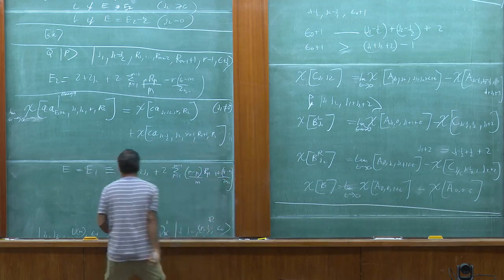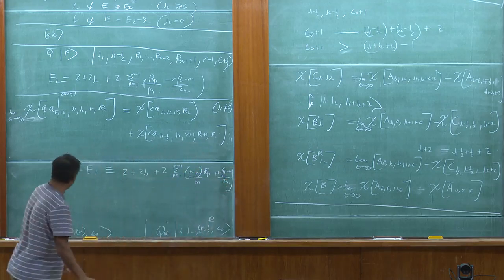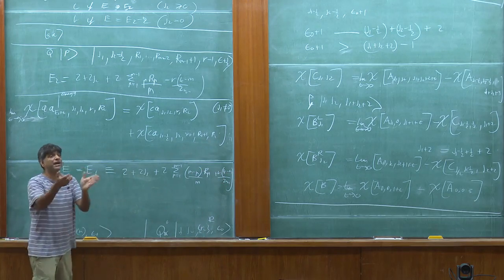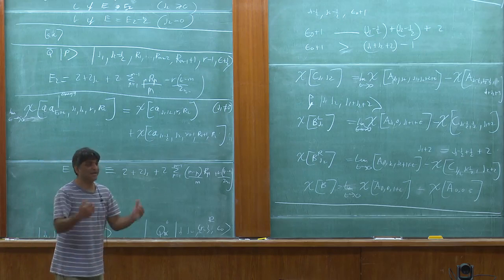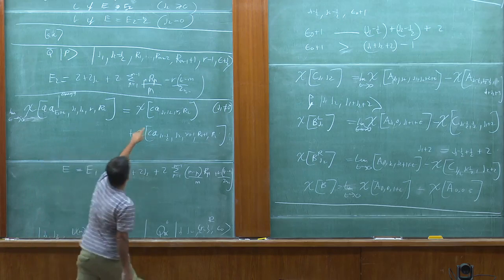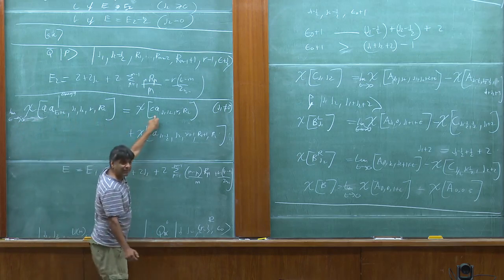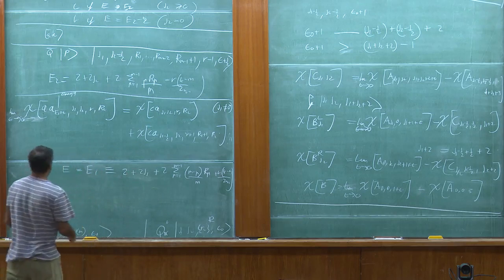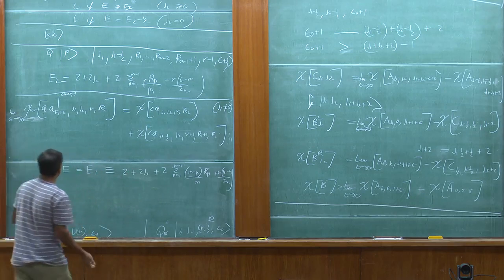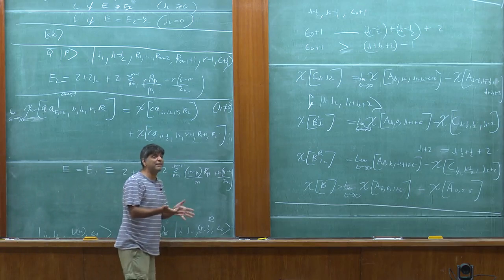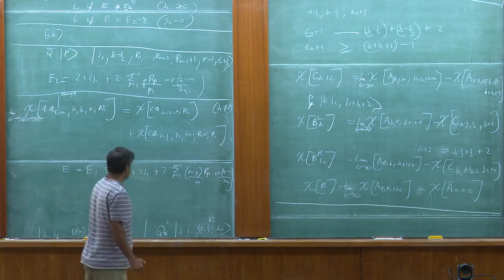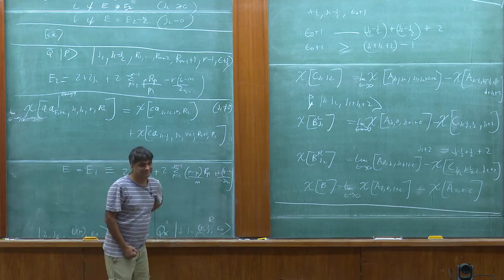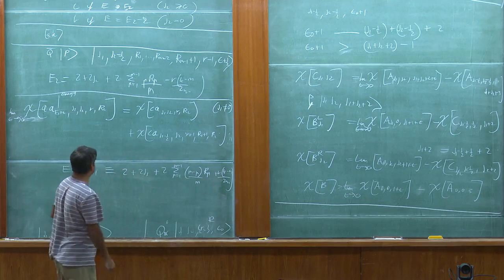This was obeyed by the primary. That's why it was a C-type representation. We took the limit so that it became a C-type representation. Now we are acting with this Q, which raises E by half. To show you that this remains C-type, I have to show you that the right-hand side has also increased by half. So what is the change in the right-hand side?